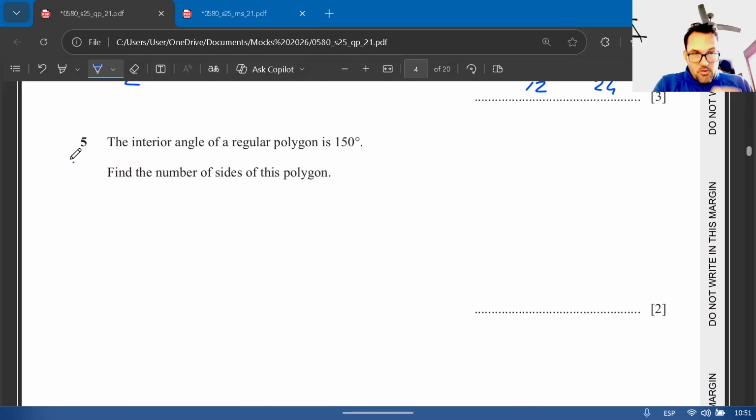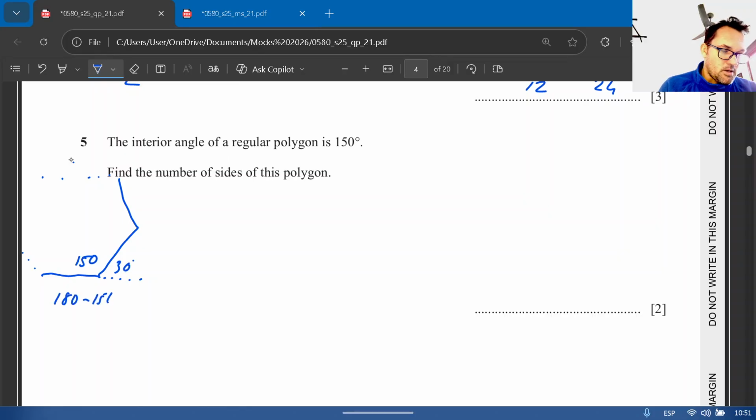The interior angle of a regular polygon is 150. Find the number of sides of this polygon. Again, there's 2 ways to do that. Some people will know this from memory, but remember you've got a polygon. A polygon has many sides. I don't know how many sides this has, but I'm going to draw just 2 sides.